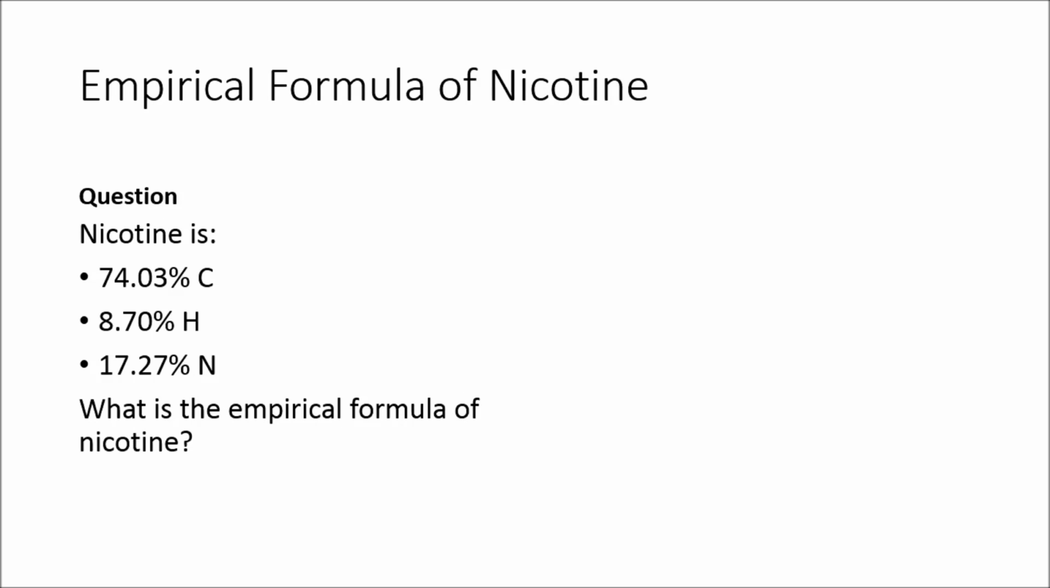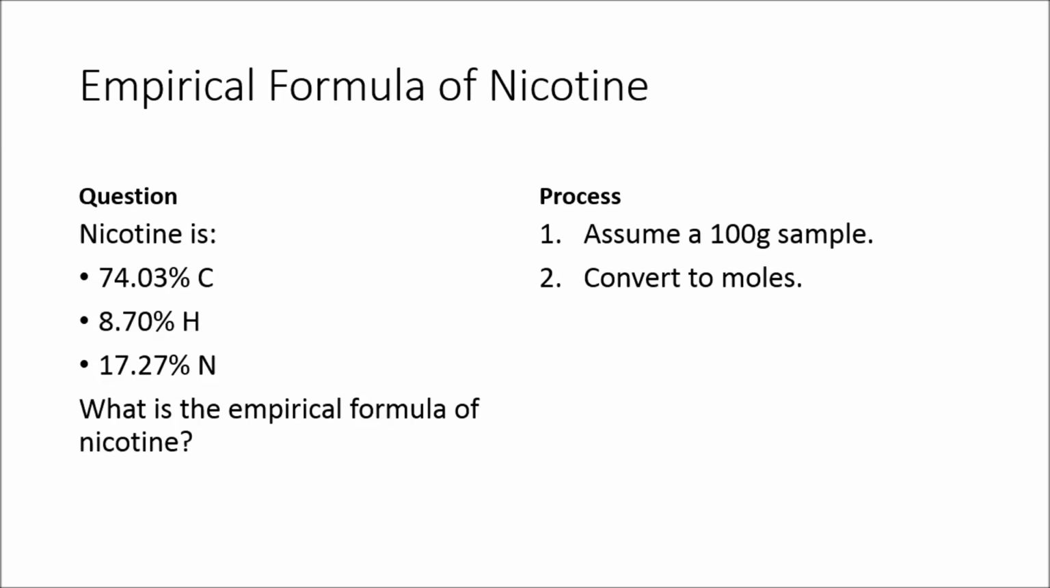So let's look at nicotine. Nicotine is 74.03% carbon, 8.7% hydrogen, and 12.27% nitrogen. That is enough information for us to get the empirical formula of nicotine. So what's our process? Our process is going to be to assume a 100-gram sample. No matter what size sample we have, these percentages remain constant. After that, we're going to convert to moles and then compare mole-to-mole ratios.